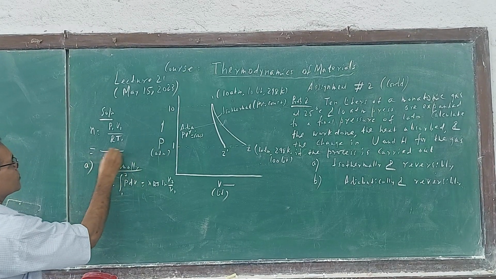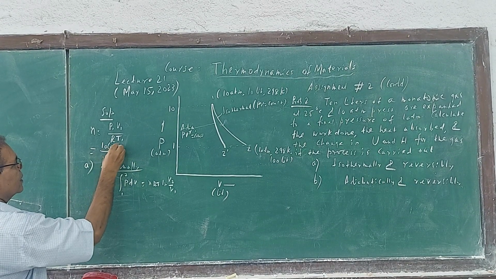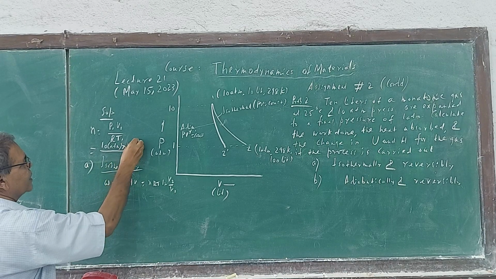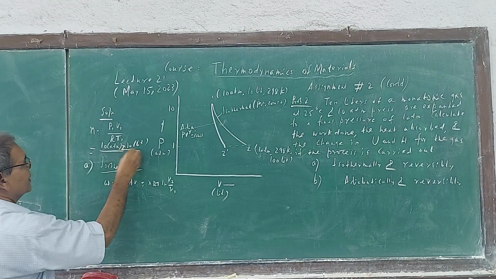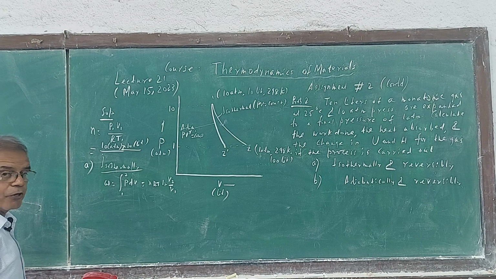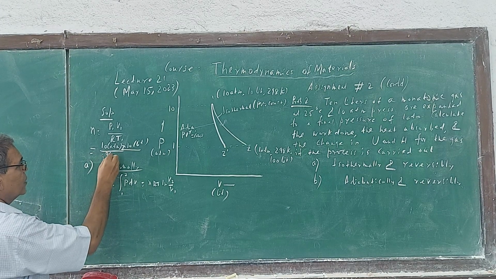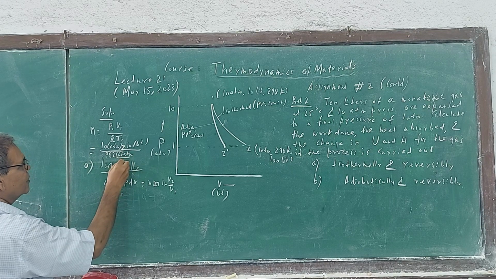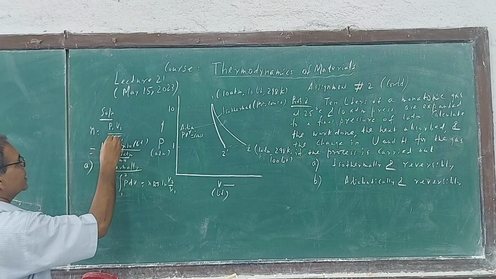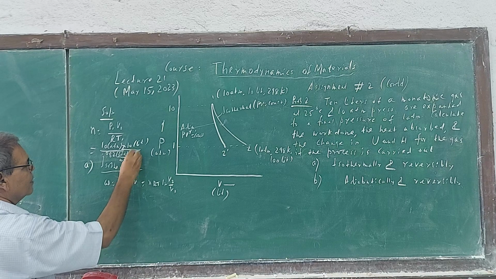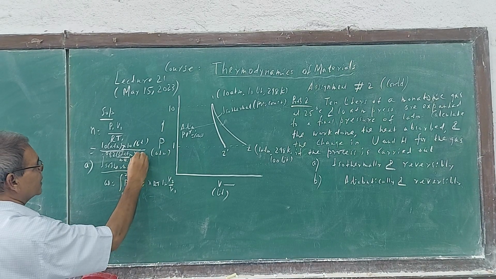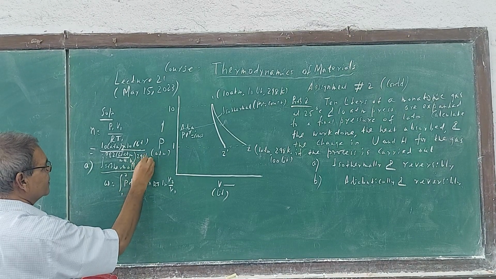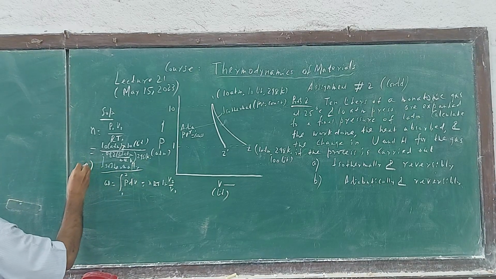P1 is what? 10 atmosphere. What is the volume? 10 liters. If I see correctly, R must be consistent: 0.082 liter atmosphere per mole Kelvin. I am writing it for the time being. And T is what? Temperature, 298 K. If you do this job, you will get.